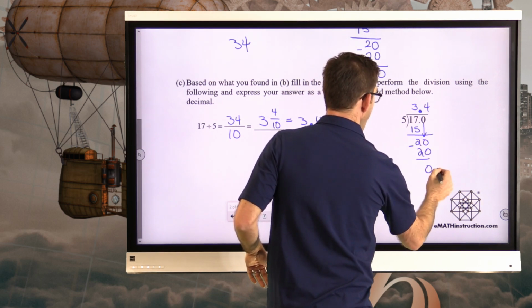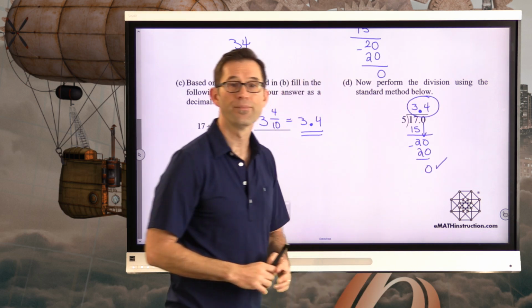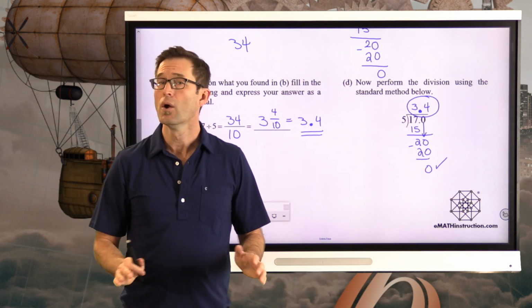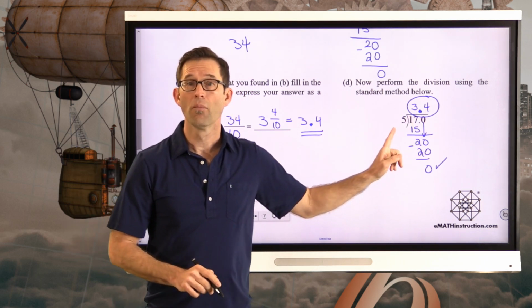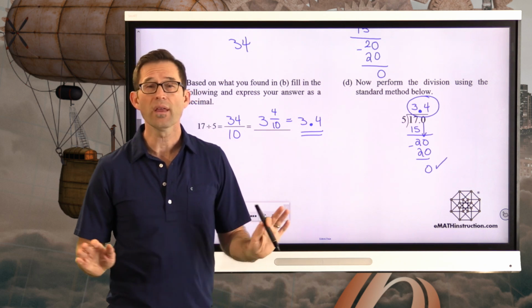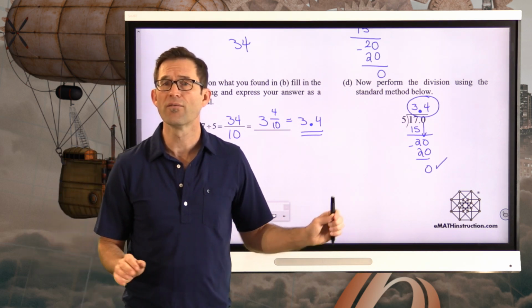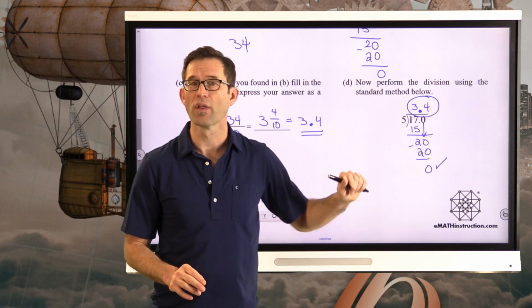Subtract, and we've got 0. So 17 divided by 5 is 3.4. We could easily check this now by taking 3.4, multiplying it by 5, and we would get 17. So it's a piece of cake to divide two whole numbers that might involve a decimal at the end.